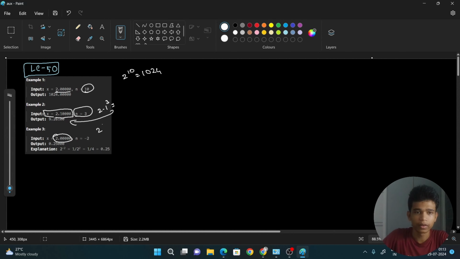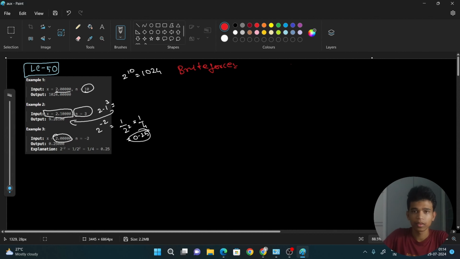See this example. It is 2 power minus 2, which is equal to 1 by 2 power 2, which is 1 by 4, which is 0.5. Can you understand this? Okay, so this is what they have asked in the question. What is our easy approach? That means the brute force approach. It is just don't do anything.